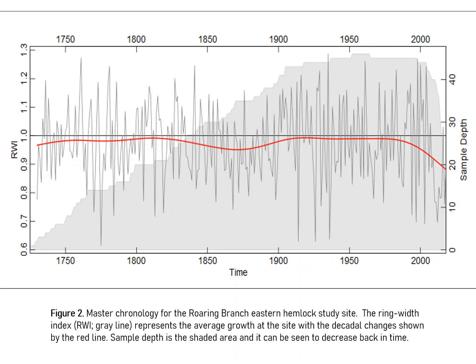Sample depth is the gray shaded area, and it can be seen to decrease back in time as the sample depth, of course, decreases. We have a total of 46 samples from 23 trees. As you can see, just past 1950, there are all 46 samples in the chronology. But as you get closer to present day and farther in the past, that number decreases.